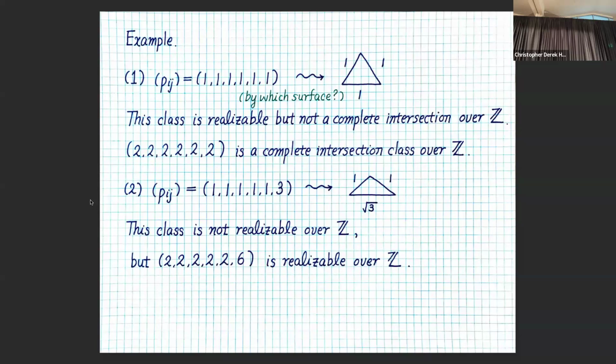Another more interesting case is the case of 1, 1, 1, 1, 1, 3, which corresponds to a triangle with 1, 1, and square root of 3 as side lengths. And the claim here is that this class is not realizable over Z, but 2, 2, 2, 2, 2, 6, which is twice of it, is the class of an irreducible surface, so realizable over Z. I'm not going to justify it now, but I'm going to tell you later a stronger general statement from which this assertion follows.